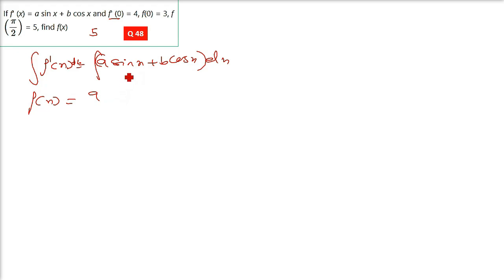Integration of sin x is what? Tell me. Minus cos x. What is the integration of cos x? It's simply sin x. So you have b sin x here, and with a constant of integration, just add a constant c.